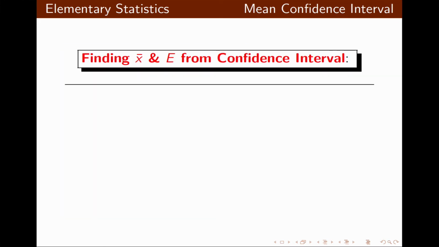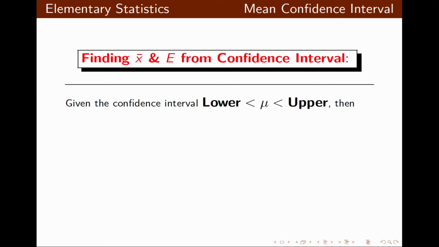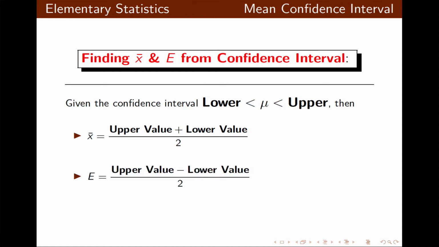Now, finding x bar and margin of error from confidence interval. So if the confidence interval is given to us, the sample mean would be the upper value plus the lower value divided by 2, and the margin of error is the upper value minus the lower value divided by 2.